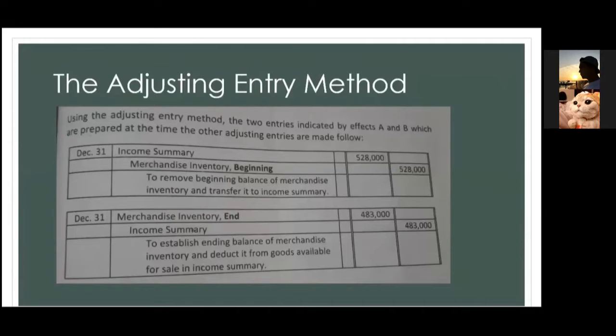And the second entry is to enter the ending balance of 483,000. You have to simply debit merchandise inventory and credit income summary.